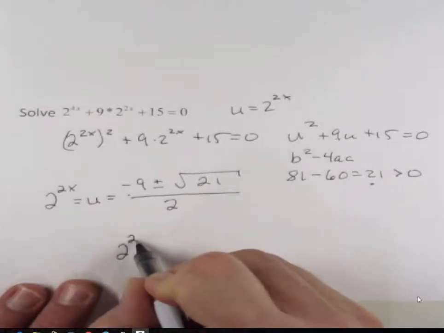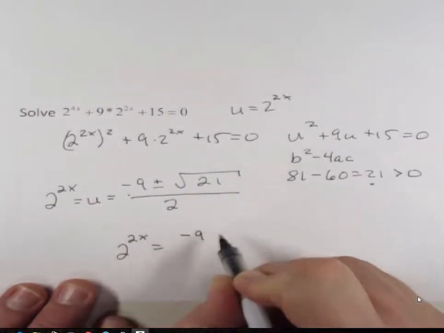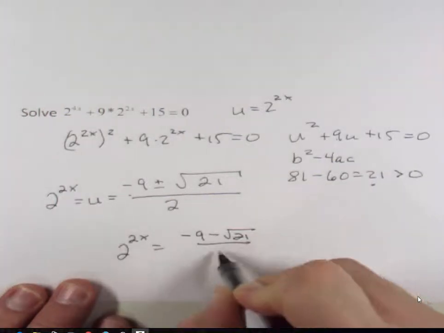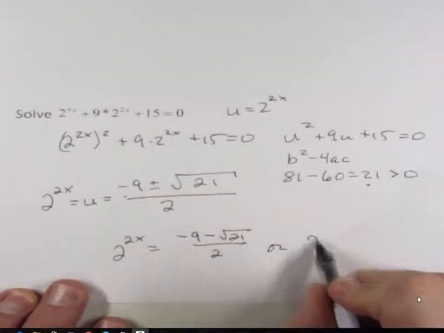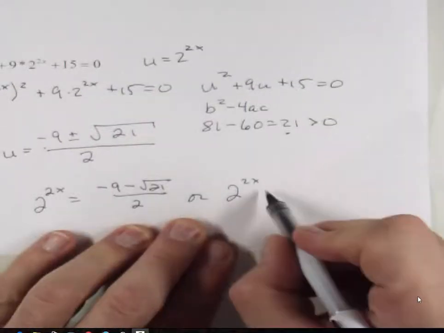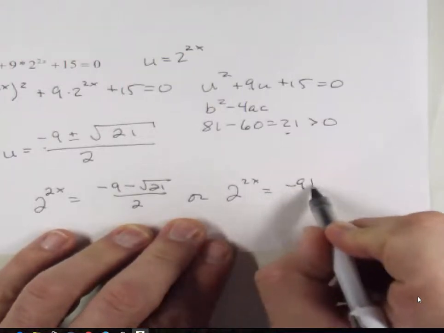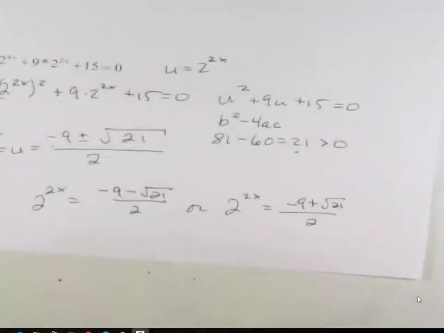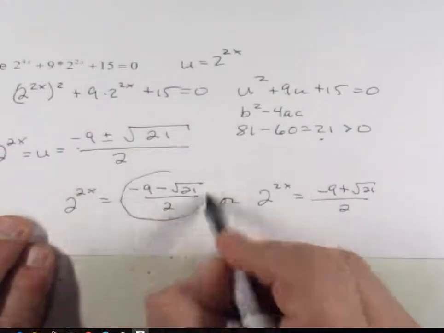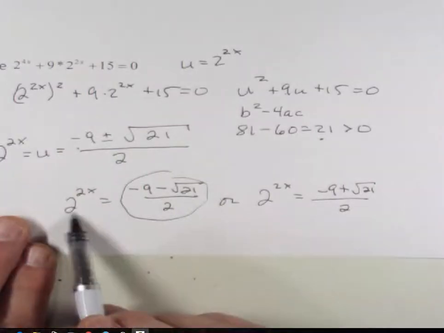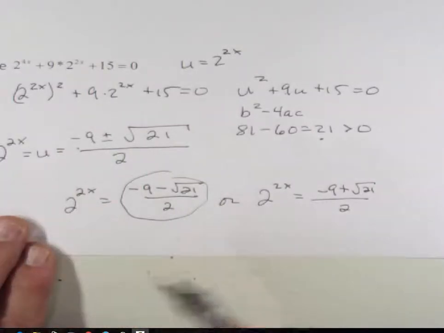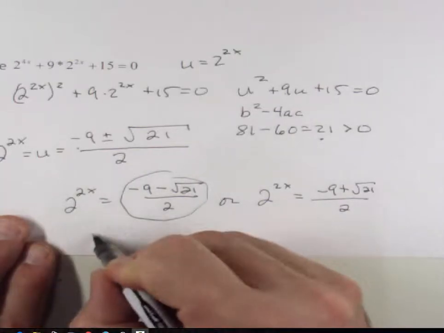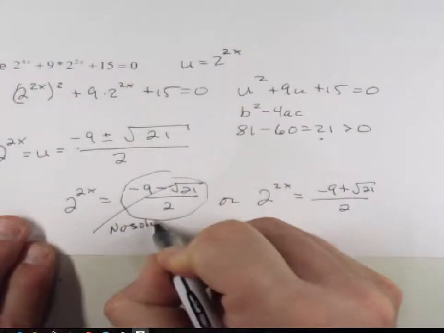So I get 2 to the 2x equals negative 9 minus the square root of 21 over 2. Or I get 2 to the 2x equals negative 9 plus the square root of 21 all over 2. Okay. This answer here is clearly negative. And this is exponential growth because 2 to the 2x is 4 to the x. 4 to the x is never negative, so no solution. Okay.